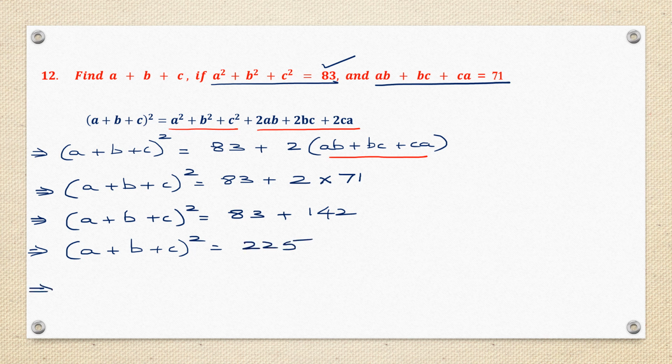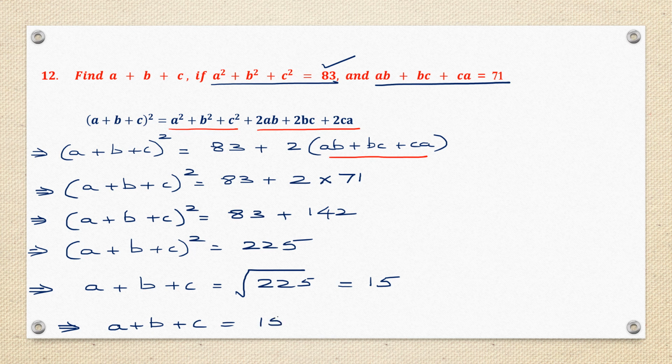So now we can find the value of just a plus b plus c. Now since it is the square here, when it goes to the other side it becomes square root. So the square root of 225. What is the number which when you multiply twice gives you 225? That is 15. 15 into 15 is 225. So we have found the value of a plus b plus c, and that is 15. So this is our answer.